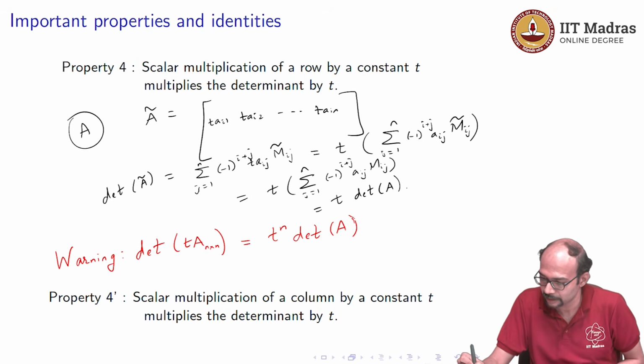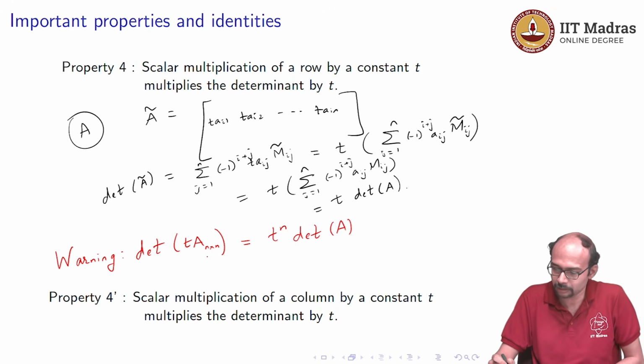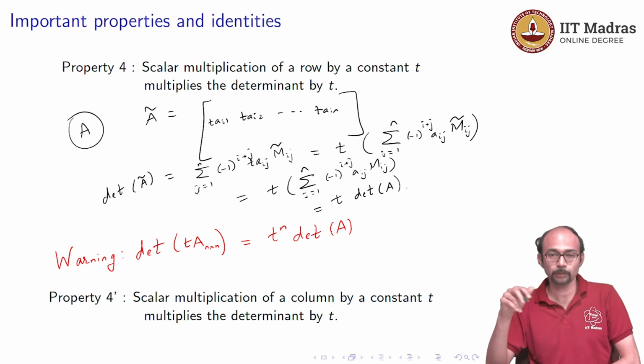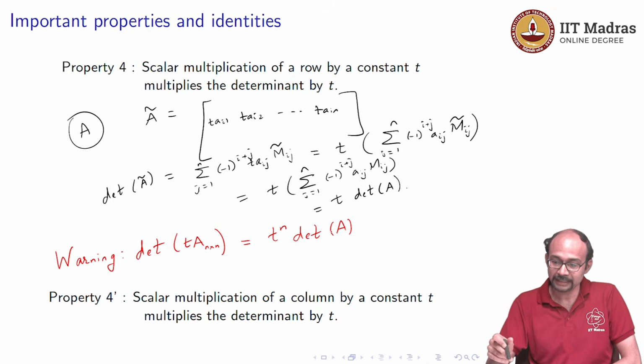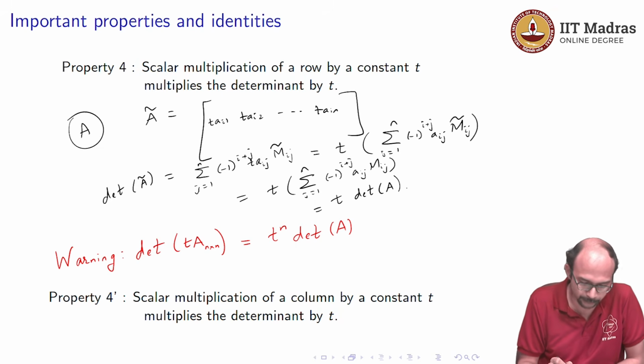Okay, where what is this n? This n is exactly the size of A, meaning the number of rows or number of columns in A. So t to the power n times determinant of A. You won't get t times determinant of A, right? So be careful of this property. It says you multiply a row by a constant t, then that t comes out in the determinant. If you multiply the entire matrix by t, then t to the power n comes out of the determinant. This is something students often make mistakes with, so be careful with this.